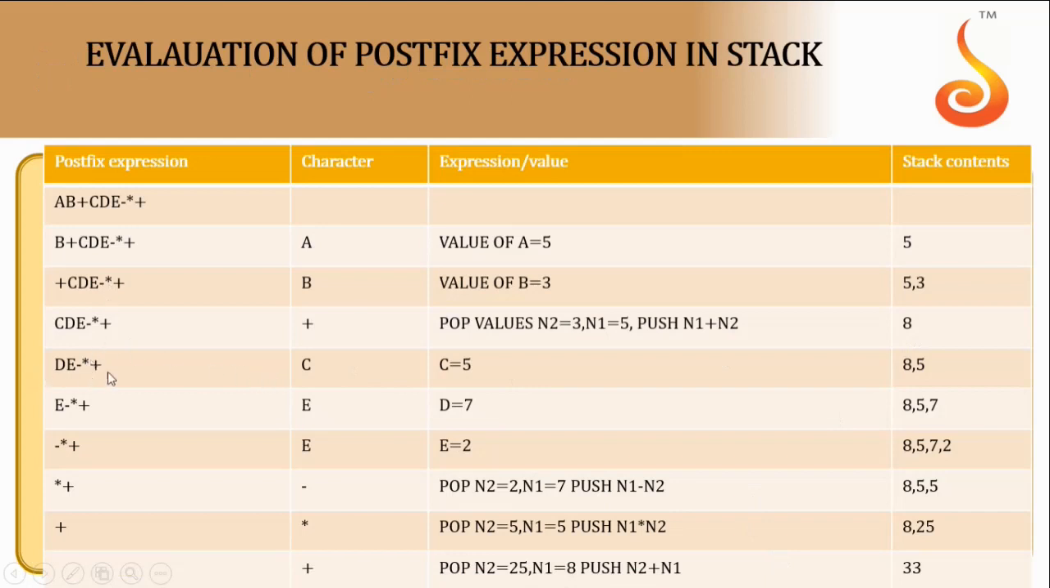So then we'll continue with this D, E, because the next is character C. So the remaining postfix expression is D, E minus star plus, because C comes here, and the value of C I have entered is 5. So it will get directly pushed in. The result was pushed in. The next element pushed in would be 5, which is the value of C.